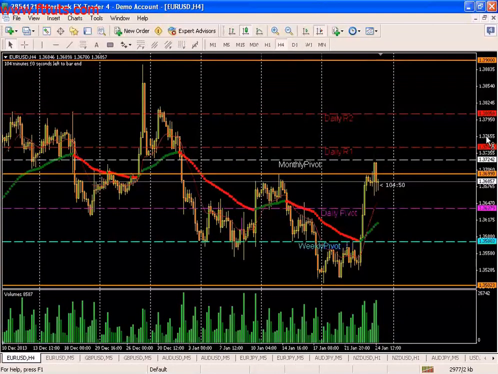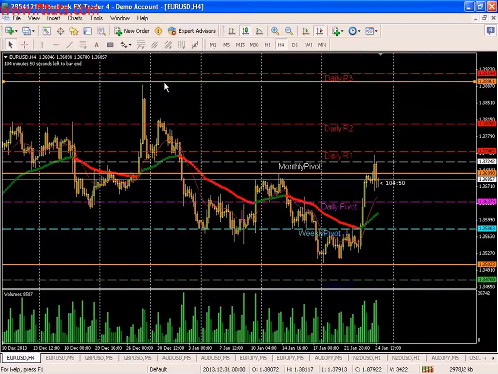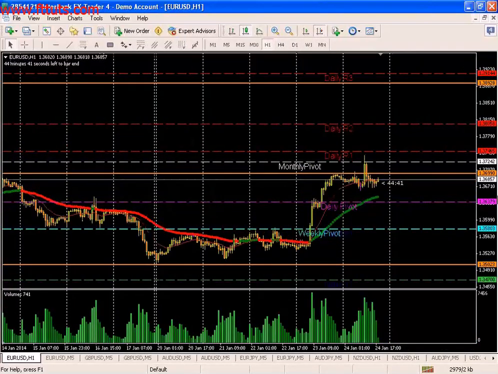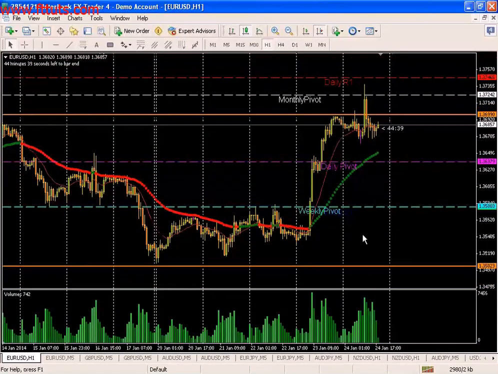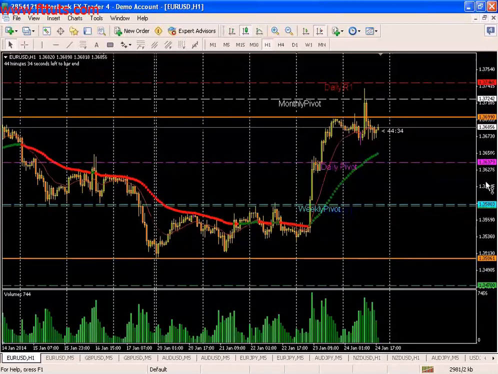4 hour. Seem to have most of it covered. Tighten that up a little bit. So that's our simple support resistance. And we have some levels marked as we go through the day. If we were looking to take a trade, of course we would have these levels.